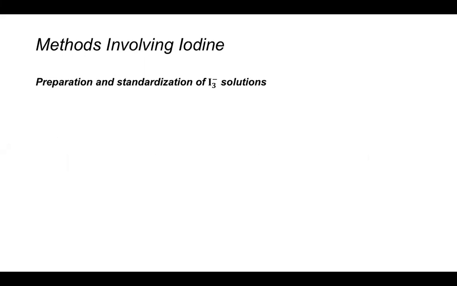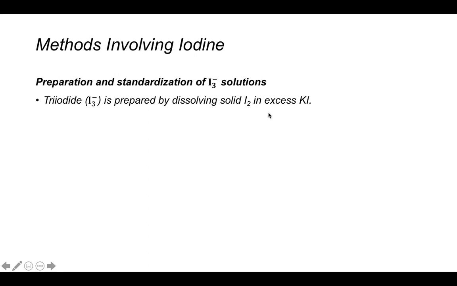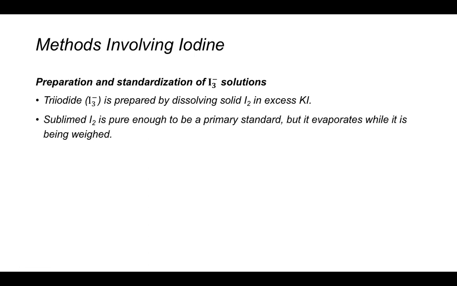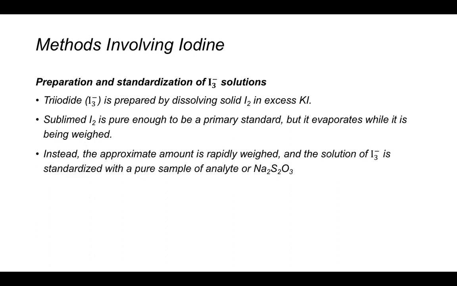So, the preparation and standardization of these triiodide solutions. Triiodide, I3-, is prepared by dissolving solid iodine in excess potassium iodide. Sublimed iodine is pure enough to be a primary standard, but it evaporates while it is being weighed, so you have to be very careful and work in a cooled environment, preferably. Instead, the approximate amount is rapidly weighed, and the solution of triiodide is standardized with a pure sample of analyte or with sodium disulfide.